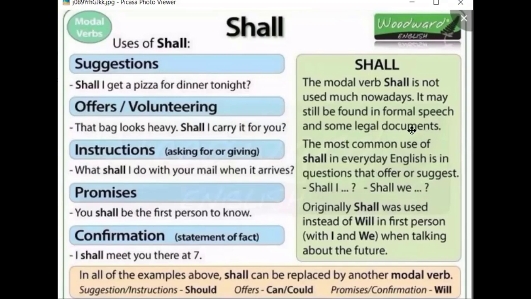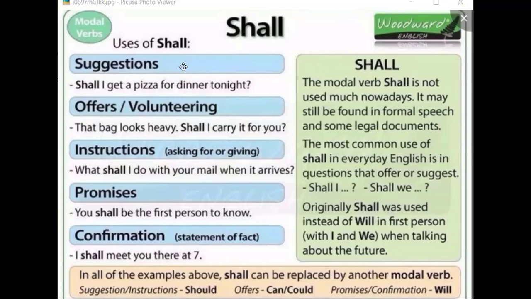But if we talk about everyday life, only when we are offering or suggesting something, we use shall. Otherwise, we don't use shall. Okay, so suggestion, for example, here we have suggestions. Shall I get a pizza for dinner tonight? It's a suggestion. I'm asking. In everyday life, we only use shall in this way when we are offering or suggesting. Okay, remember this thing.